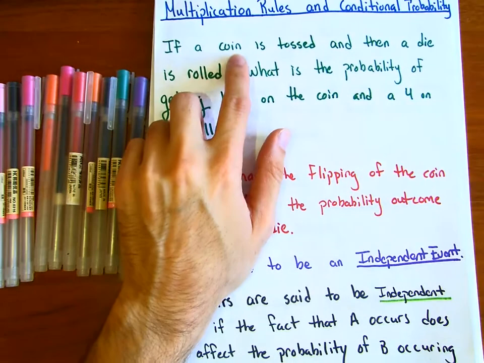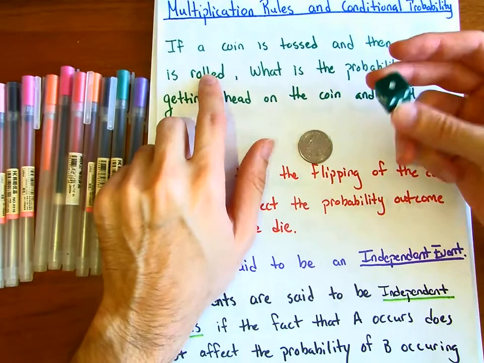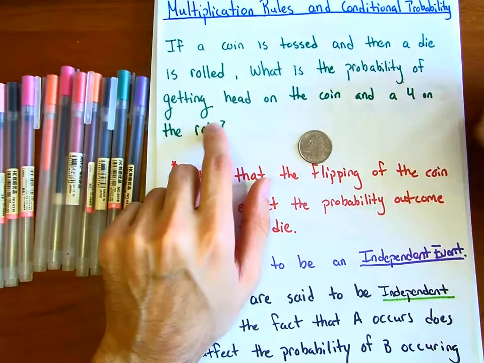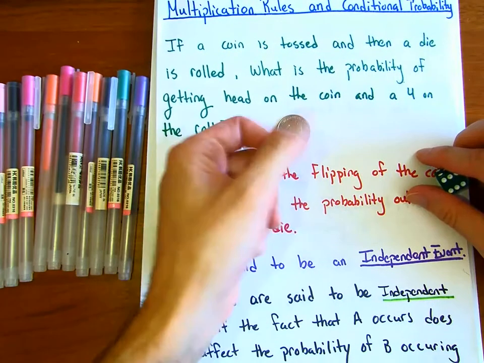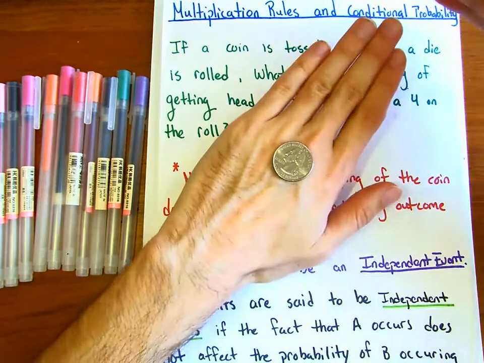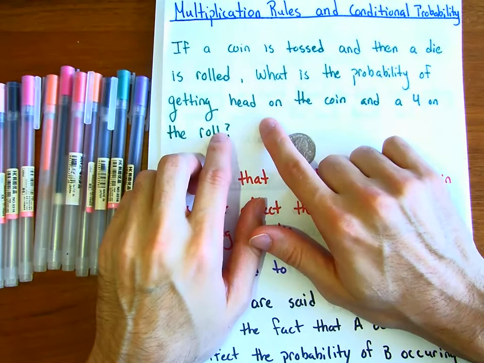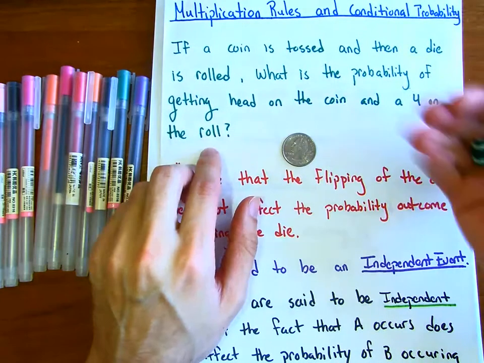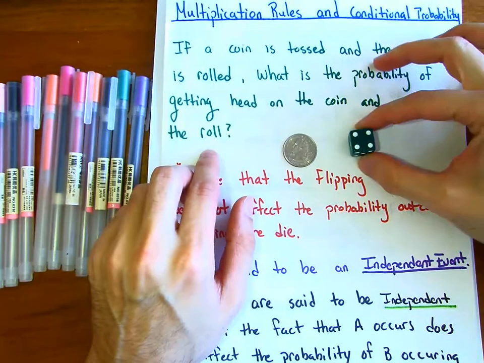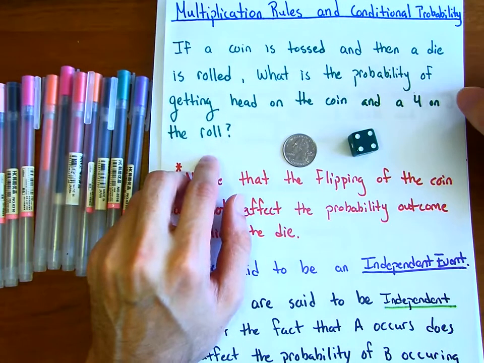Let's say a coin is tossed and then a die is rolled. What is the probability of getting a head when you flip the coin? So let's see if I get the head here. And yes, we get the head. All right, so what is the probability of getting the head on the coin and getting a 4 on the roll? Okay, let's just imagine that became a 4. How do you actually calculate this probability?